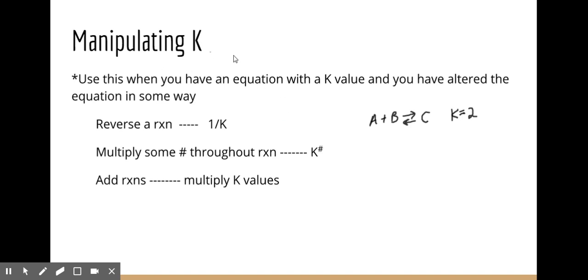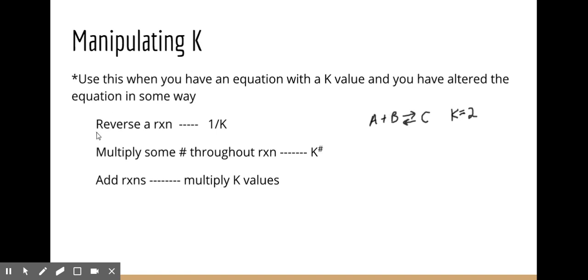So when do I use this approach? You use this approach when you have an equation with a K value. That's what I gave you right here. And you have altered the equation in some way. Since you've altered this equation in some way, you can figure out a new K value for it.